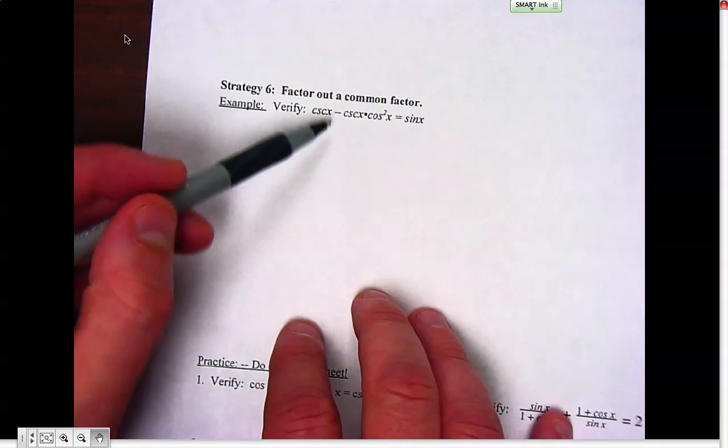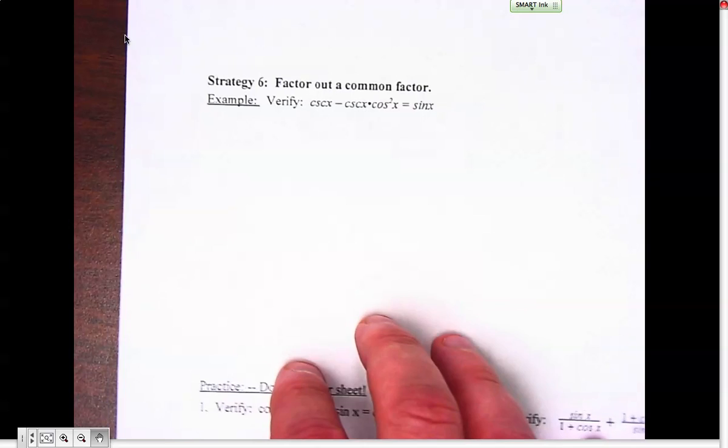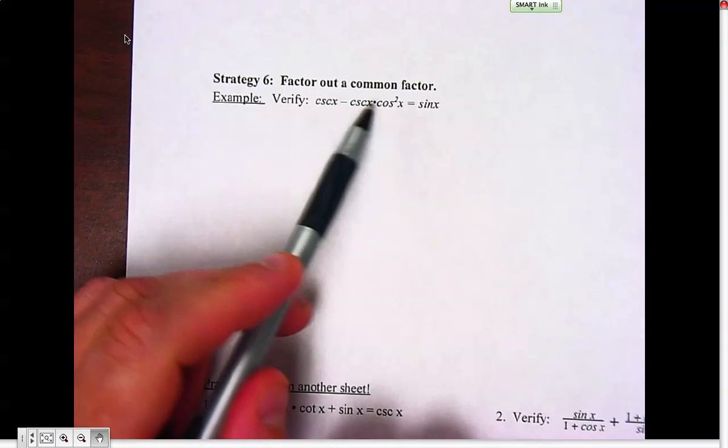So we're going to pull in some other strategies, in particular, work on the more complicated side first. So there's not a whole lot you can do on that right-hand side. So I'm going to look at the left-hand side.